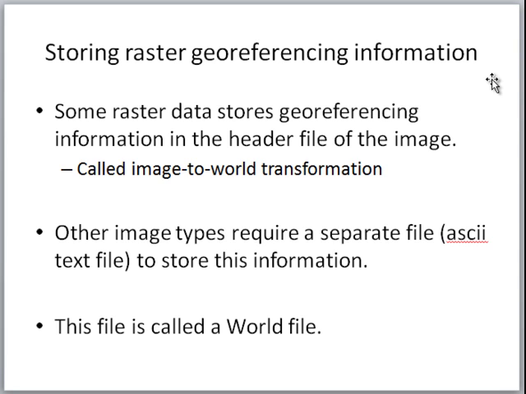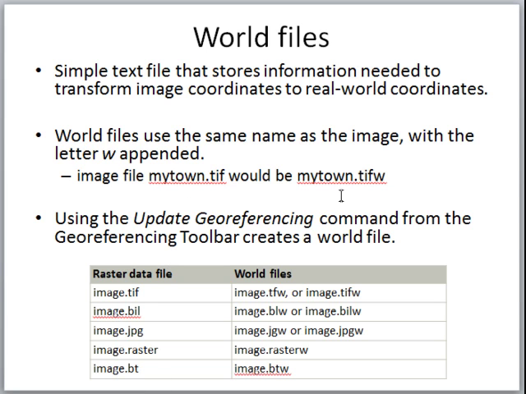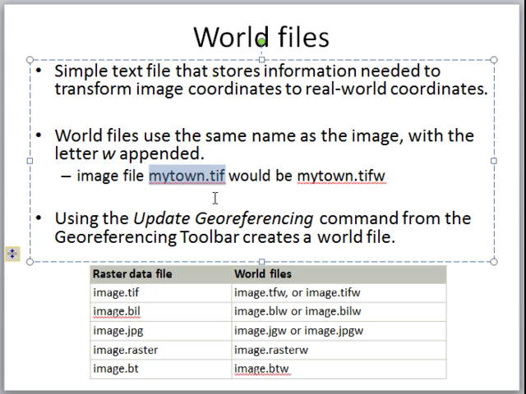And we're going to save the georeferencing information in a separate file that's called a world file. It's a separate ASCII-type text file that stores georeferencing information. The way it works is you've got your image, like mytown.tif, and when you update georeferencing in the georeferencing toolbar, it creates a world file, and it names it the same thing, mytown dot, there's different naming conventions. TFW is a TIFF world file. A JPEG world file is JPW. SID files, which is an image format that's kind of specific to GIS and remote sensing, have an SDW file.